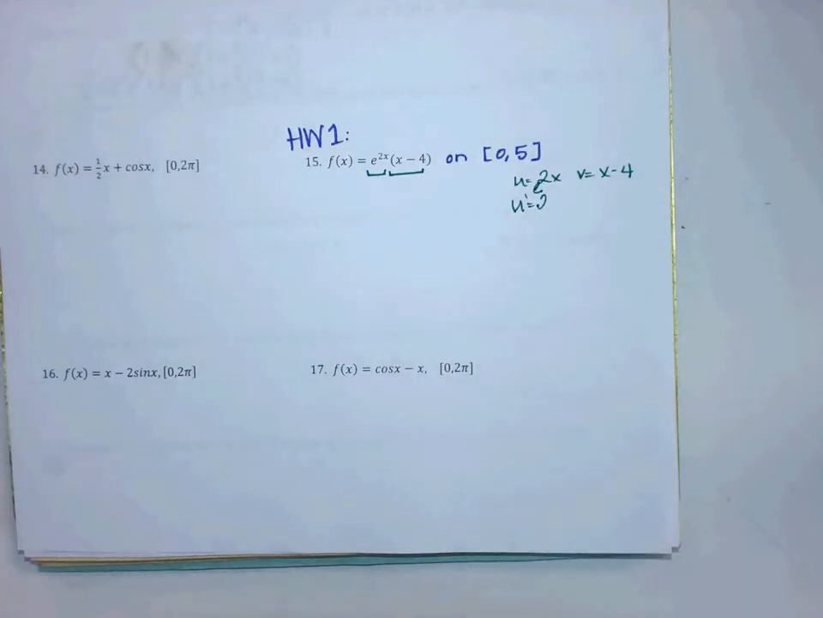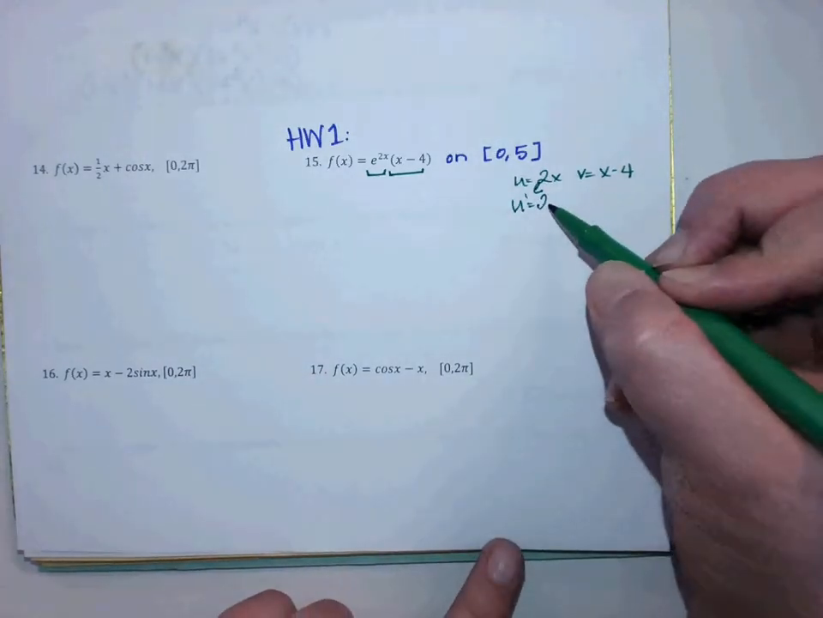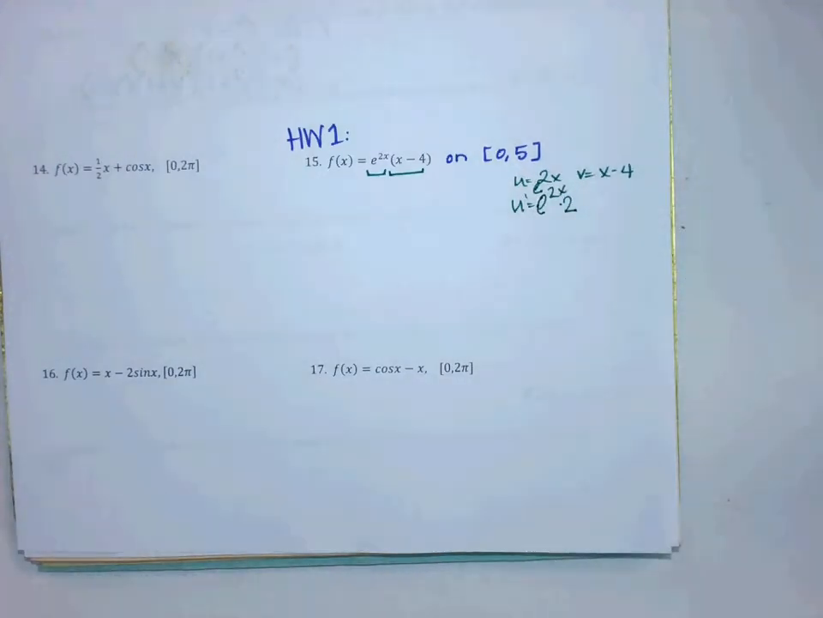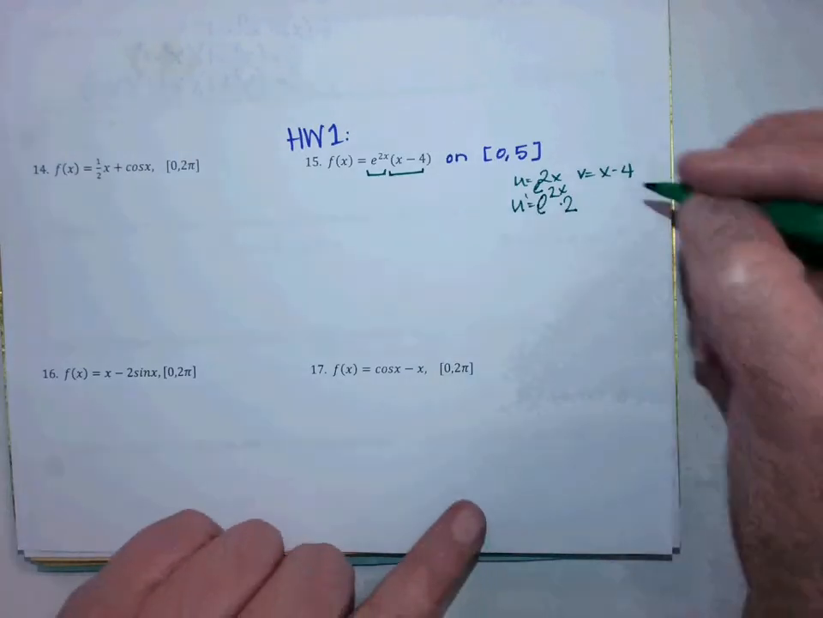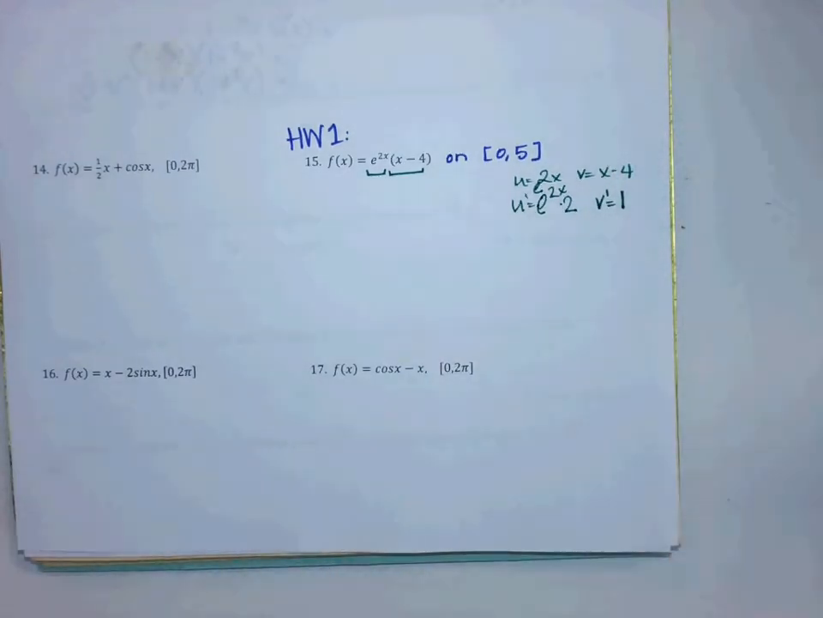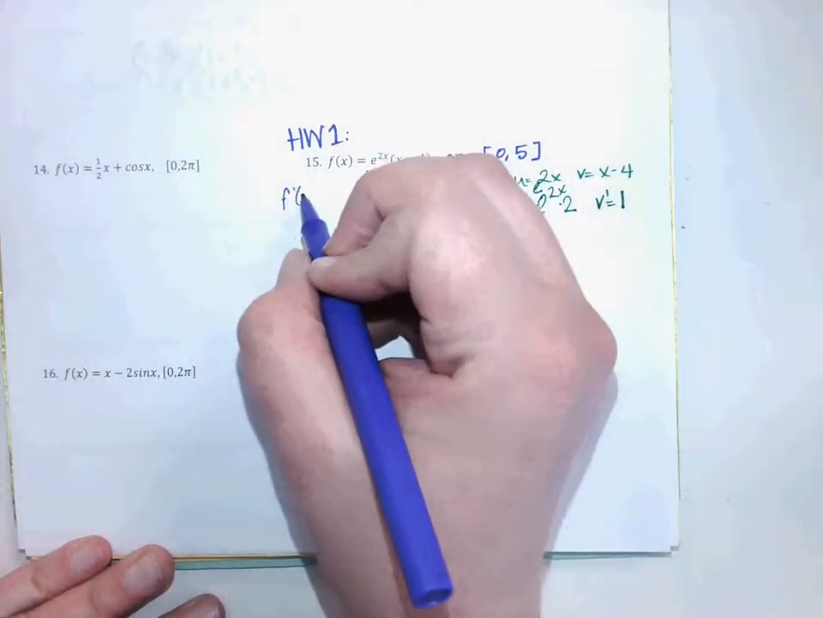So then the derivative of that would be e to the 2x times 2. That's where your chain rule comes in, because it's not just an e to the x, it's e to the 2x. So my core is a 2x, I have an extra times 2. Okay, then for my x minus 4, what's the derivative of that? 1. Okay, so f prime of x equals, we're doing one diagonal plus the other.